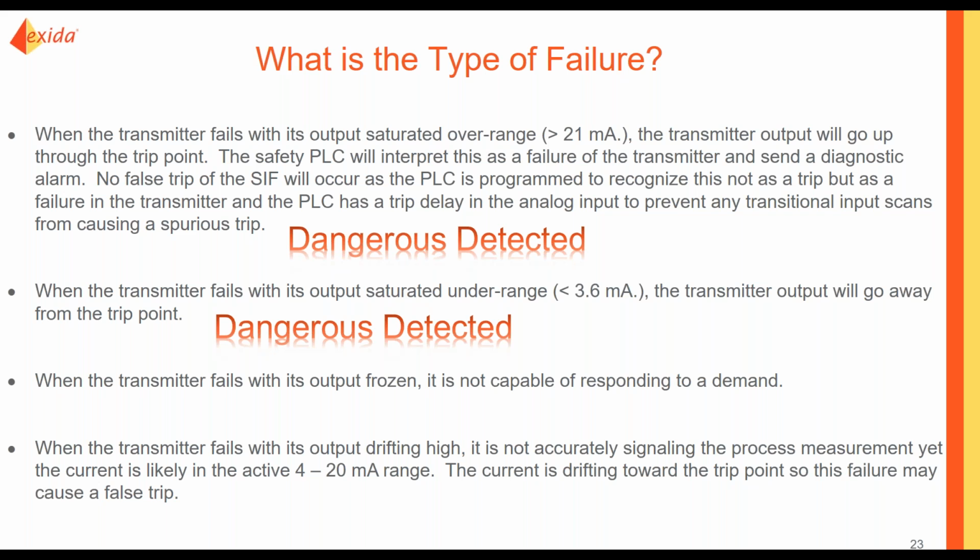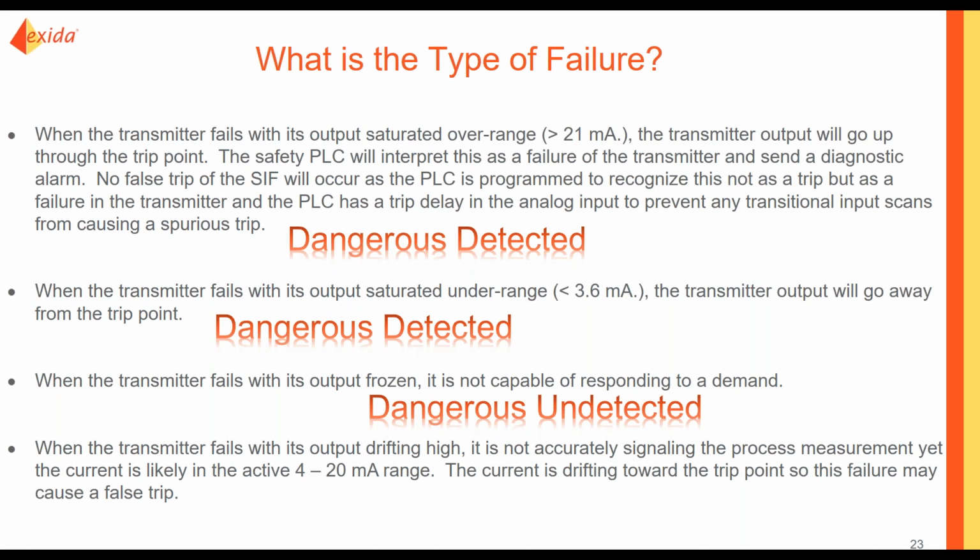When a transmitter fails with its output frozen, it is not capable of responding to a demand. If this situation is not detected by any internal automatic transmitter diagnostics, and the current will be in the active range, it then has to be classified as dangerous undetected.